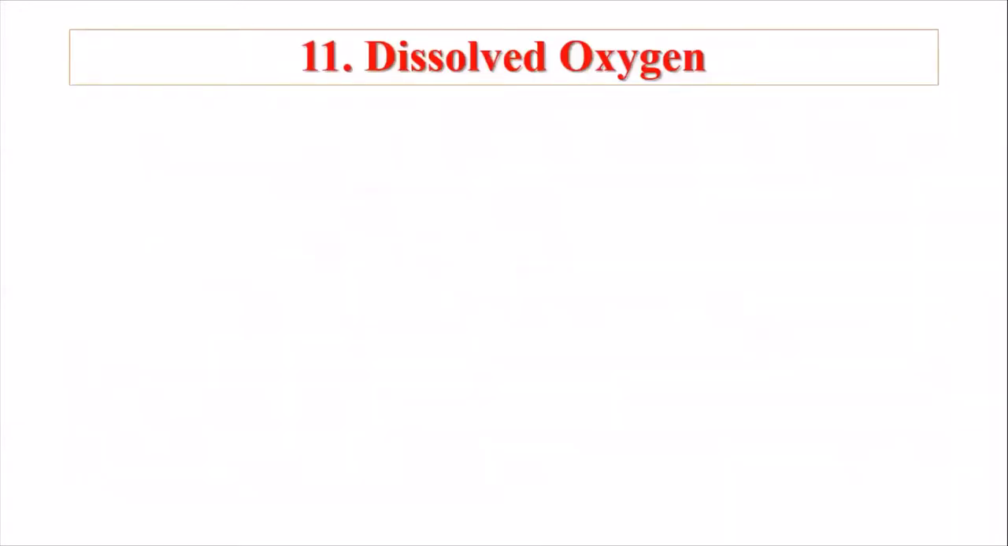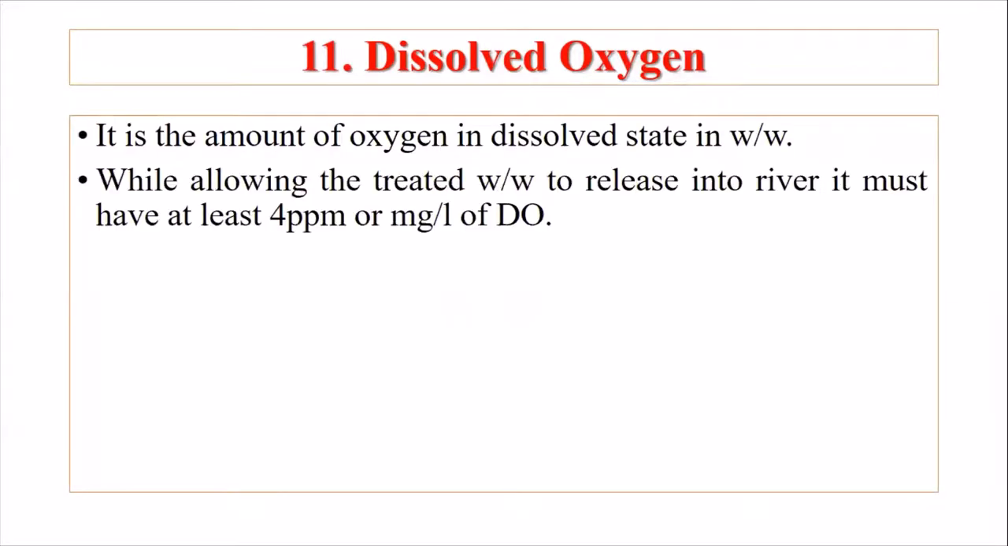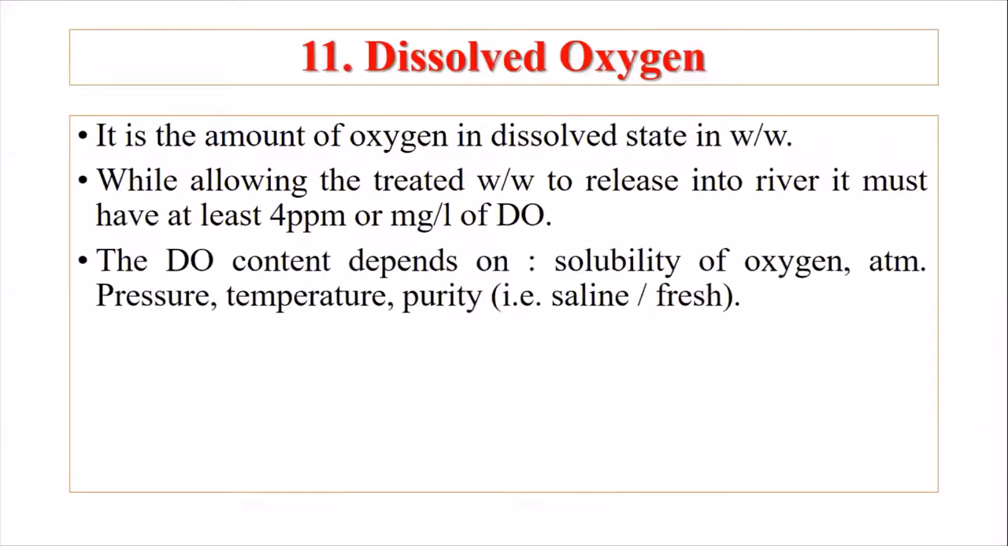Then the next term is dissolved oxygen. It is the amount of oxygen in dissolved state in wastewater. While allowing treated wastewater to be released into a river, it must have at least 4 ppm, or mg per liter, of DO, meaning dissolved oxygen. The DO content depends upon solubility of oxygen, then atmospheric pressure, then temperature, and purity, that is, saline water or fresh water.